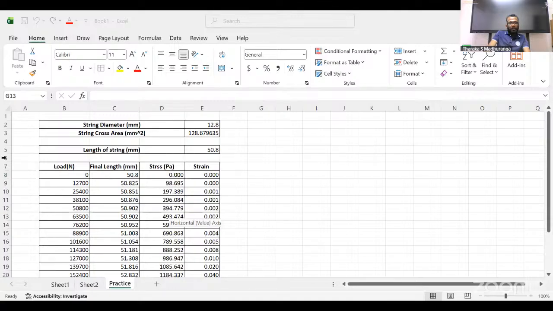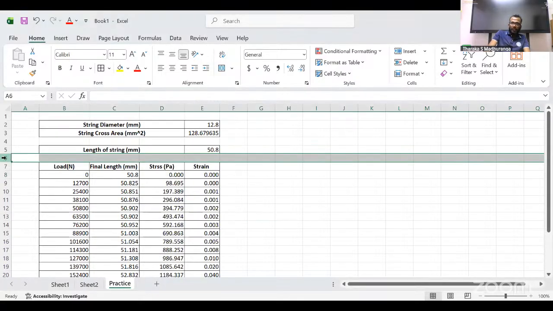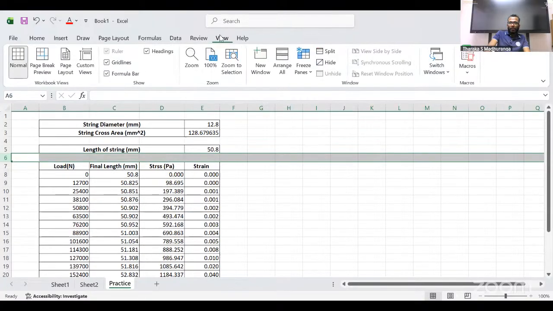Remember, you have the freeze option in Excel. Then you have to select the row. This is the row I required. The part above this row I want to freeze, and go to the view tab.